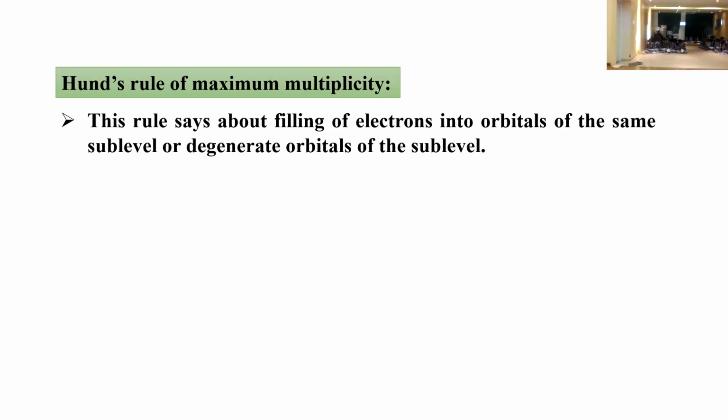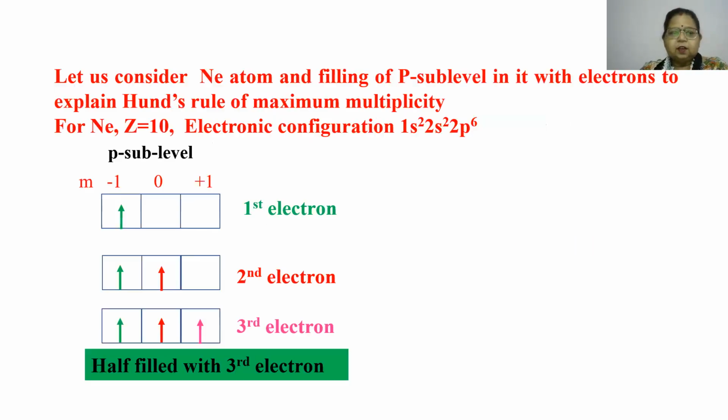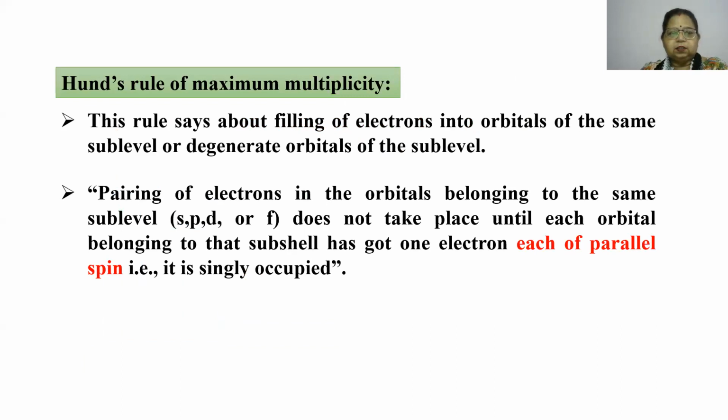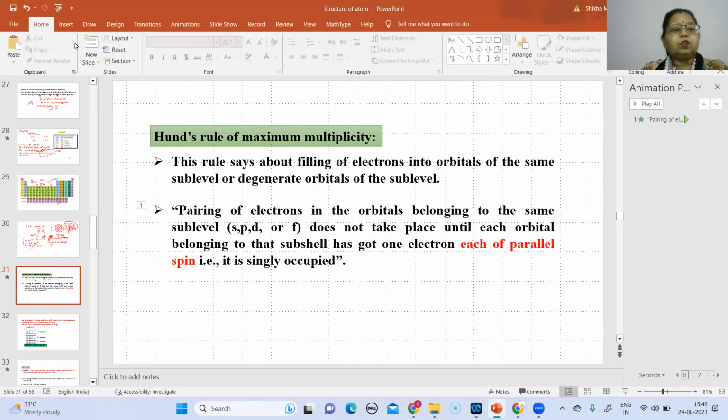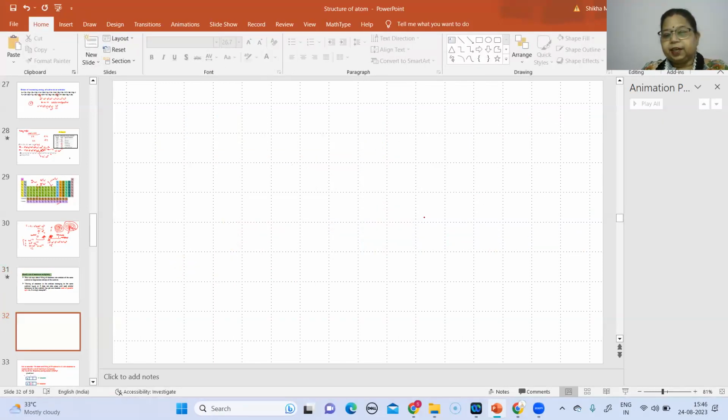Ma'am, in an atom, pairing of electrons doesn't take place until the orbitals in the same subshell get one electron each, that is, singly occupied. Okay, agreed to an extent, but I will tell you one interesting thing about it. I will show you the options. What you said to me has to be corrected, or I will say elevated, for a clear understanding.